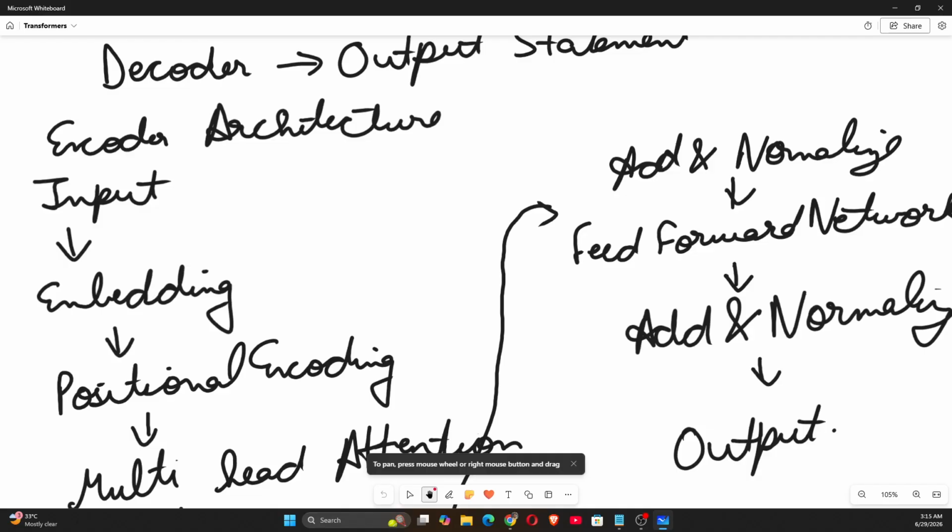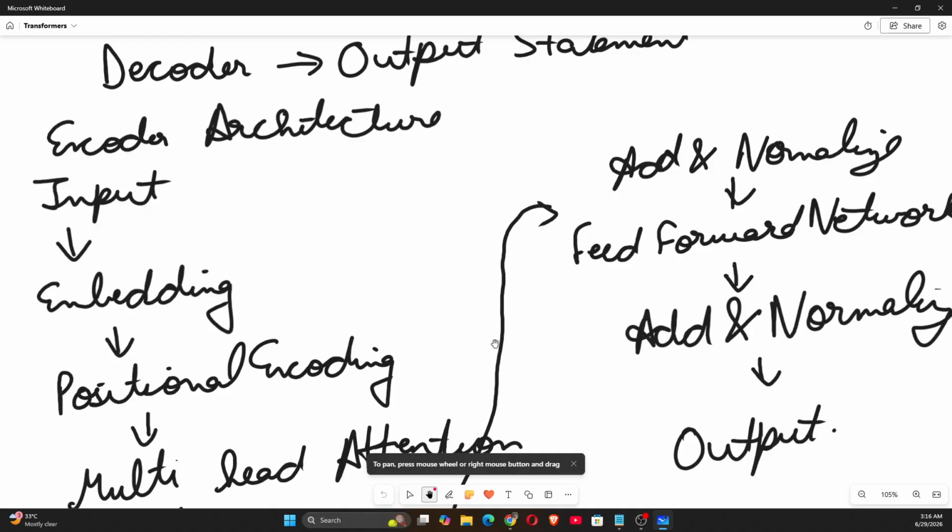Now you have the encoder architecture in front of you. First we get an input, then the embedding, then the positional encoding, then multi-head attention, then add and normalize, feed forward network, and again add and normalize, and then we get the output. These blocks are stacked in multiples, like 6 times or 12 times.